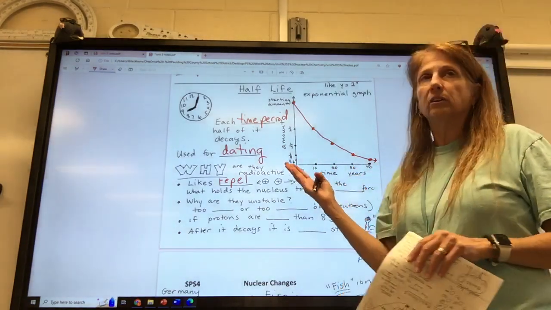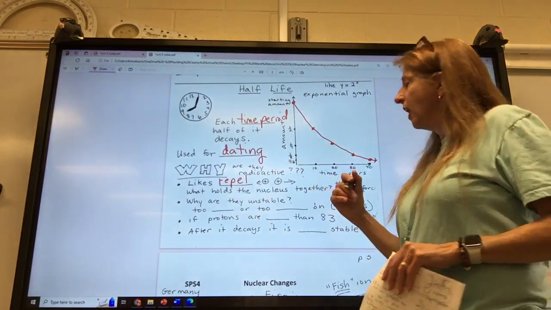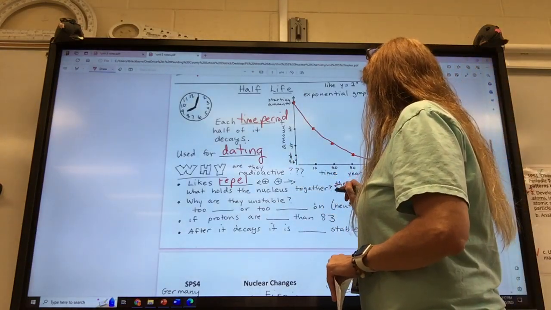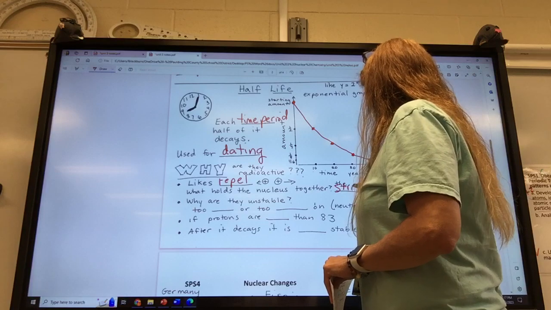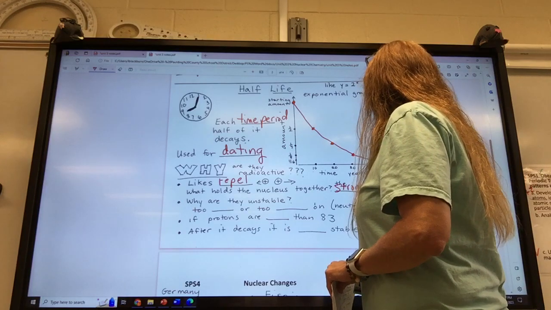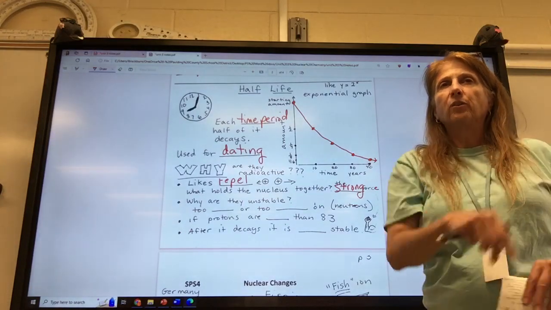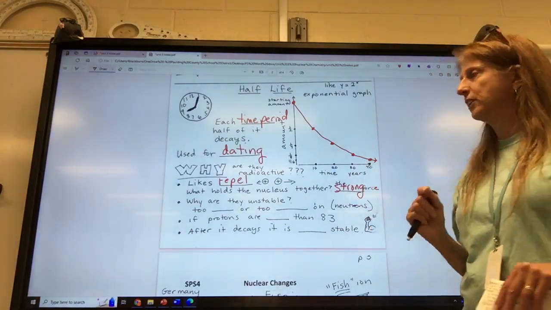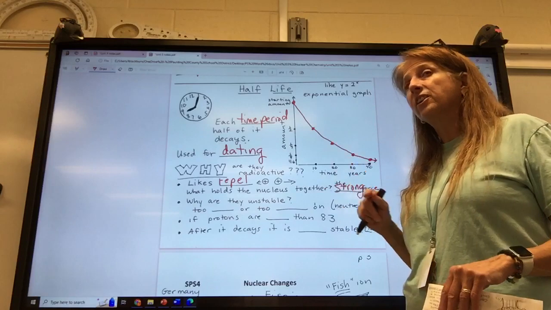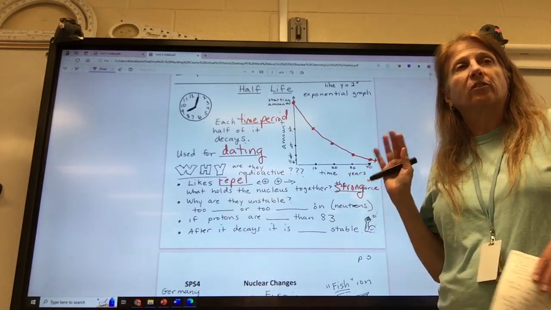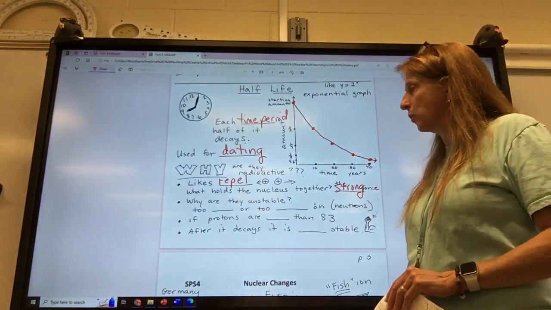So how does a nucleus stay together then? It is something called the strong force. It's very strong and it acts over a short distance. And it's one of the fundamental forces of nature. And there's a lot not known about it. So if you want to grow up and discover something great, you can figure out the strong force.